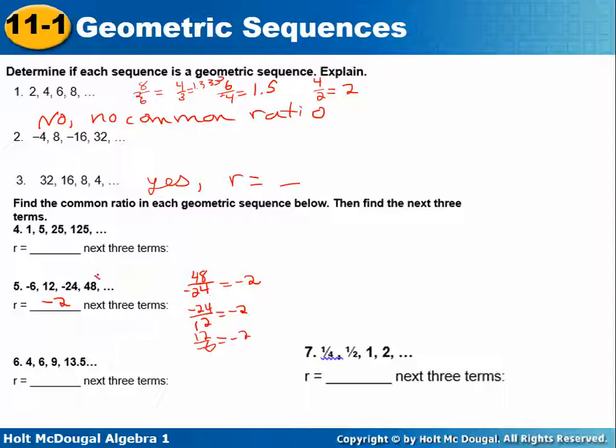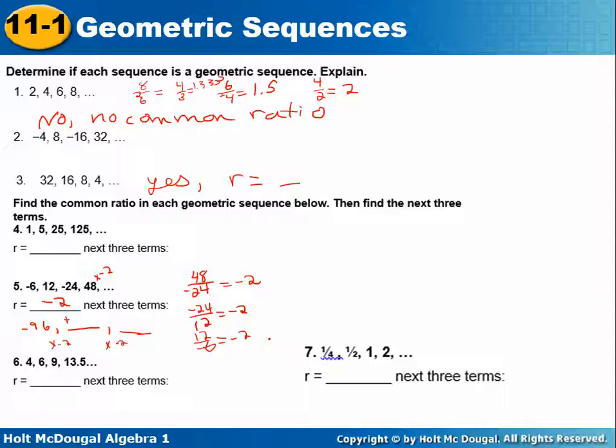Now you take the -2 and you multiply it by this term to get the next term. So 48 times -2 is -96. And then you multiply that by -2, which will be a positive something. And then you multiply that by -2 to get the last one. So I'll let you finish it.